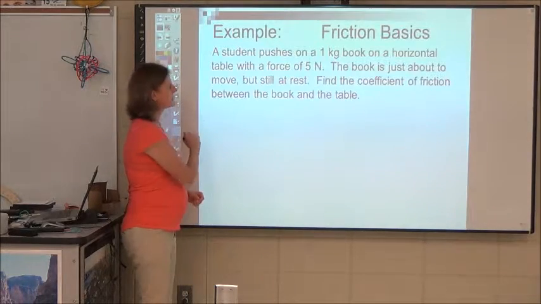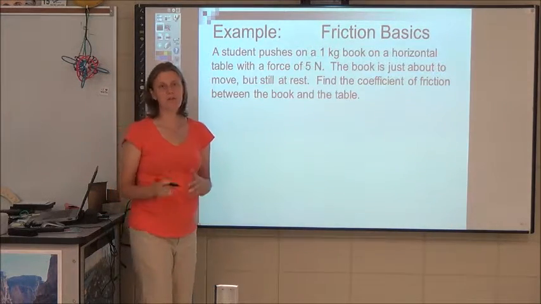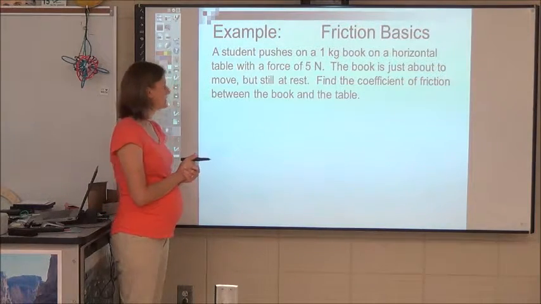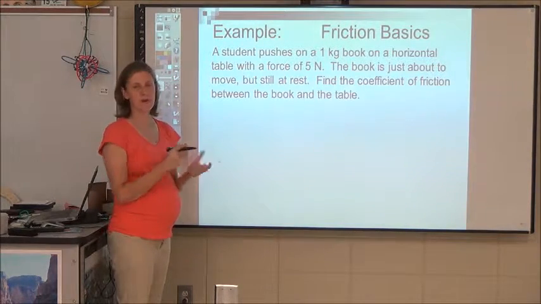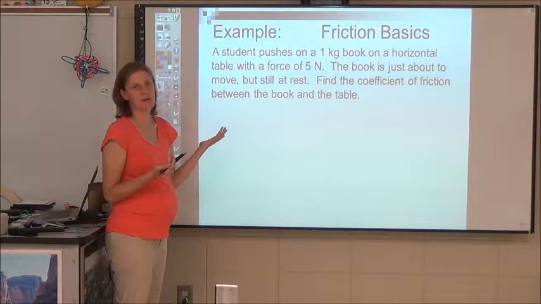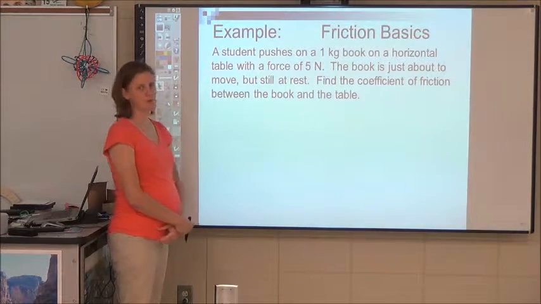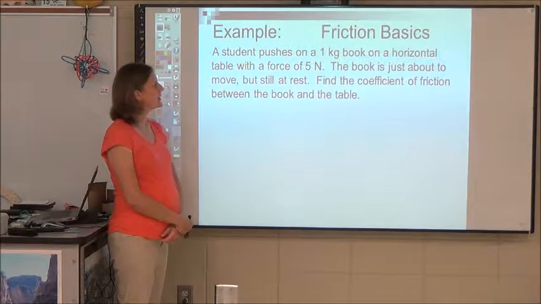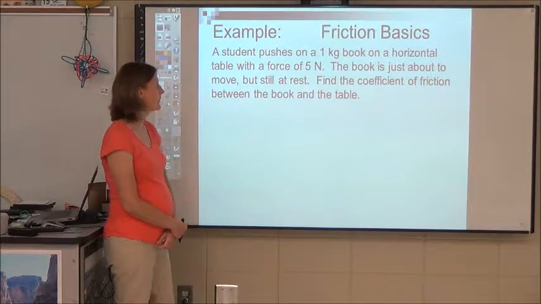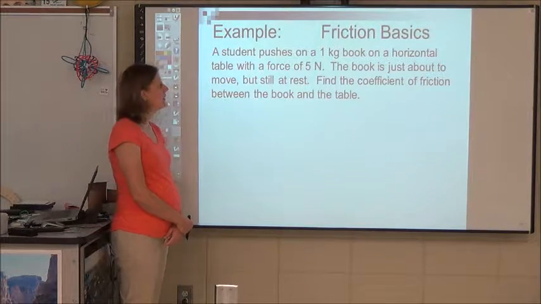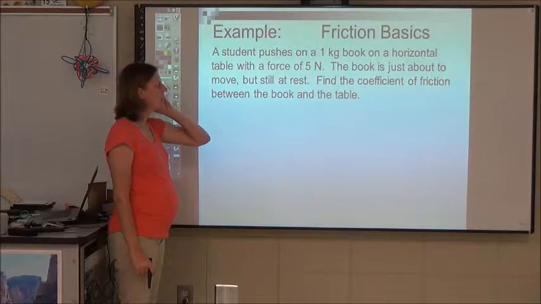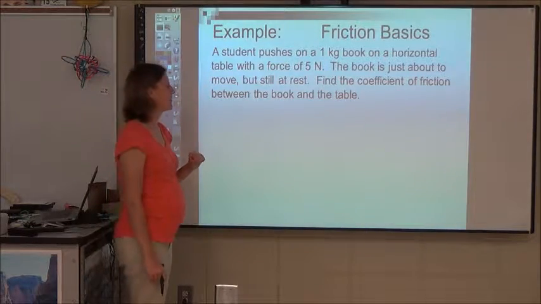Elevator free body diagrams. All right, now we're just going to run through some common example problems, something you might see in the homework. I do recommend a picture for even the most basic problem. Draw a free body diagram for all of these. This one says a student pushes on a 1 kilogram book on a horizontal table with a force of 5 newtons. The book is just about to move, but still at rest. Find the coefficient of friction between the book and the table.